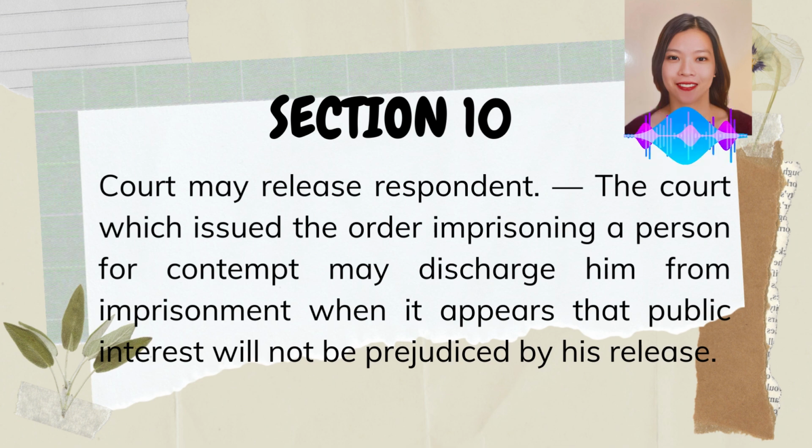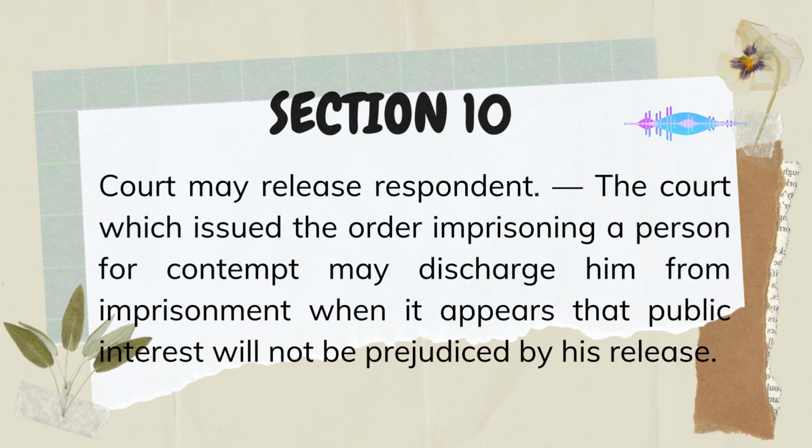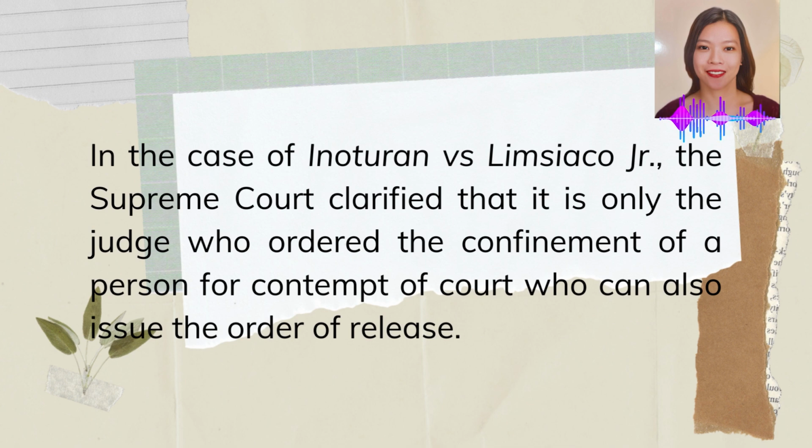I'll further discuss Section 10 of Rule 71. Section 10. Court may release respondent. The court which issued the order imprisoning a person for contempt may discharge him from imprisonment when it appears that public interest will not be prejudiced by his release. In the case of Inuturan versus Lemsiaco Jr., the Supreme Court clarified that it is only the judge who ordered the confinement of a person for contempt of court who can also issue the order of release.